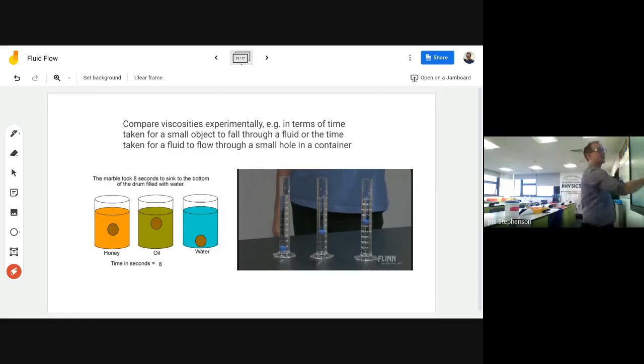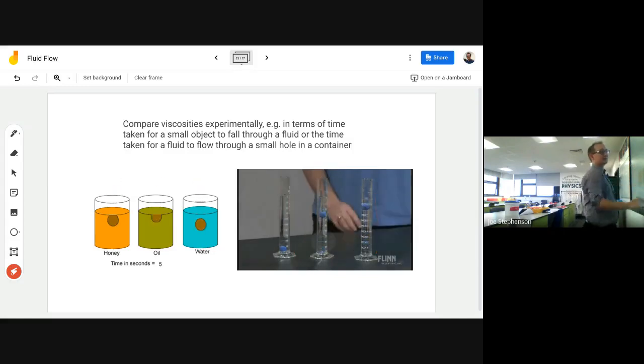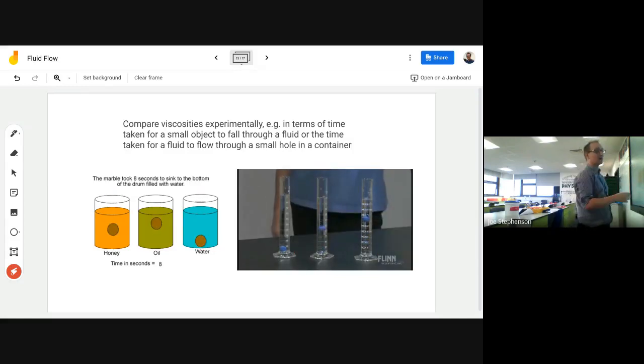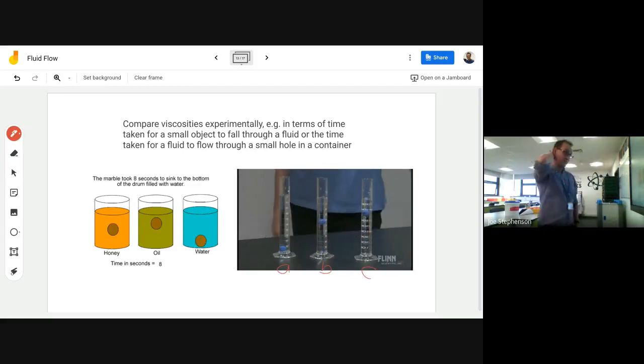And this experiment here is exactly the same. So you set up 3 measuring cylinders with different liquids inside them, and then you drop a ball into them at the same time. And again, you can see this one's dropped almost immediately. This one's dropping a bit slower, and this one's dropping really slowly. Okay, so if we were to call these A, B, and C, which one has the highest viscosity, A, B, or C?